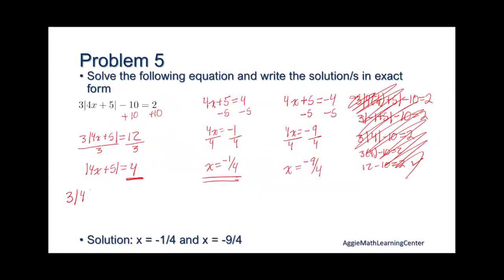So 4 times our solution, which is negative 9/4, plus 5. Close your absolute values, minus 10. It's going to equal 2. So as we're simplifying, what do we simplify first? 4 times negative 9/4. Yes. And what do we get?